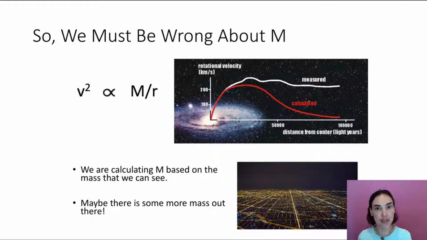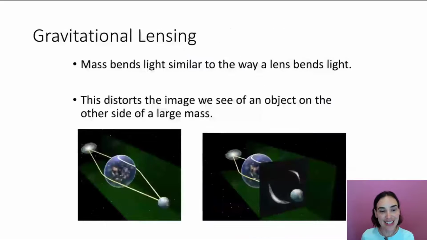Some other evidence that we're wrong about m comes from gravitational lensing. The idea here is that any light that goes past a large mass will change course, and this will cause us to see the object in a different position from the position it's actually in. So in this picture, there's a galaxy on the left and Earth is on the right. But between the galaxy and Earth, there's a large cluster of galaxies. And this galaxy cluster blocks Earth's view of the galaxy in the background.